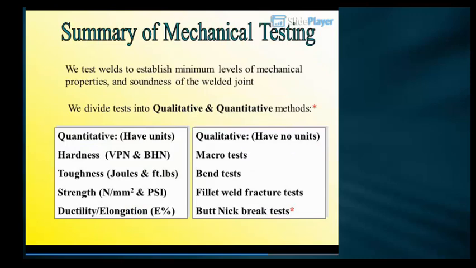Summary of mechanical testing. We test welds to establish minimum levels of mechanical properties and soundness of the welded joint. We divide tests into qualitative and quantitative methods. Quantitative tests have units: hardness, VPN and BHN; toughness, joules and foot-pounds; strength, N/mm² and PSI; ductility/elongation, E%.